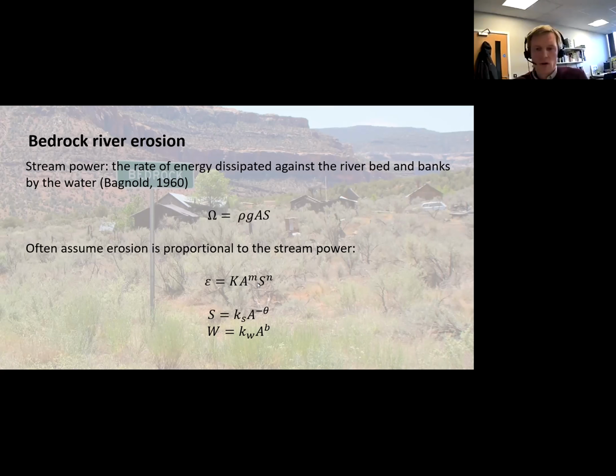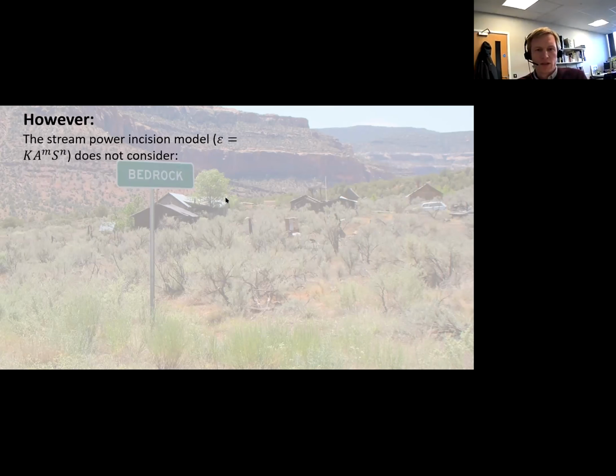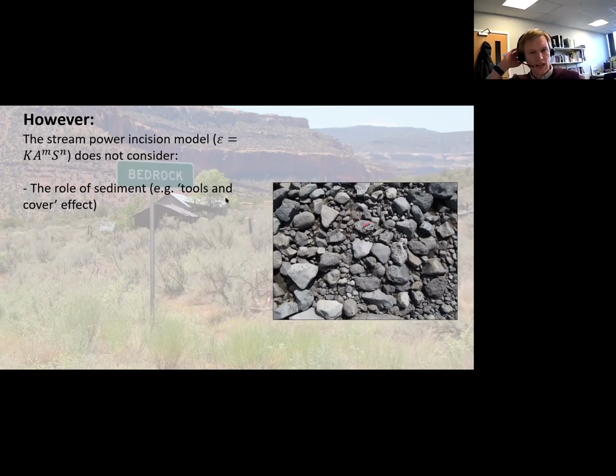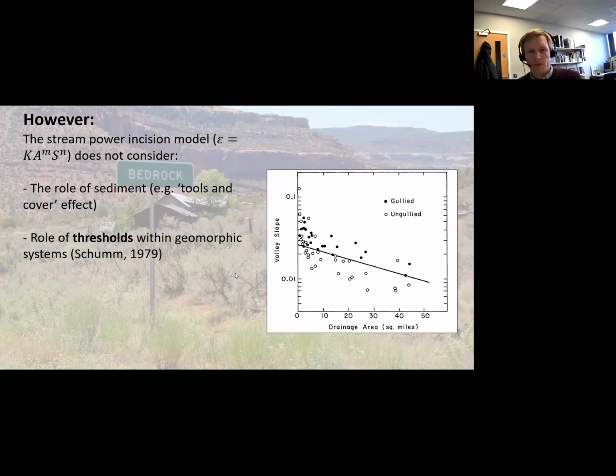This model works pretty well in many places, and it's quite popular, but because it's based on the energy available in the river, it fails to capture the complexities of some of the erosion processes at work within rivers. Just briefly, some of those things. It doesn't consider the role of sediment. We've known about the tools and cover effect for several years now. In its simplest form, it also doesn't really consider the impact of thresholds between different erosion regimes.